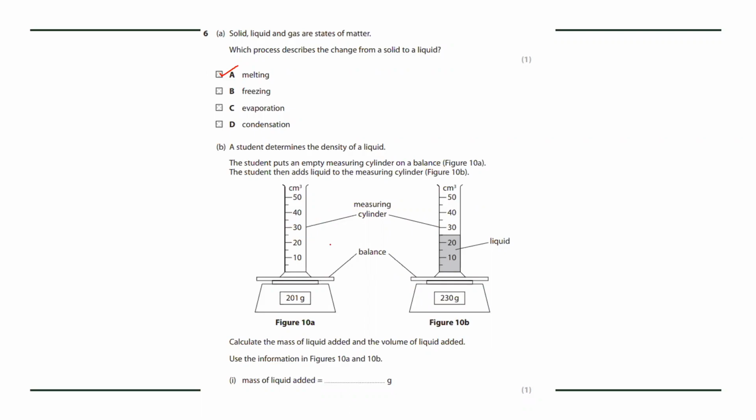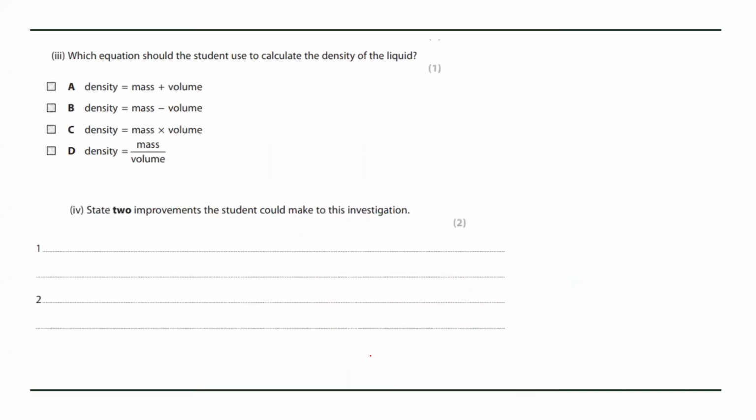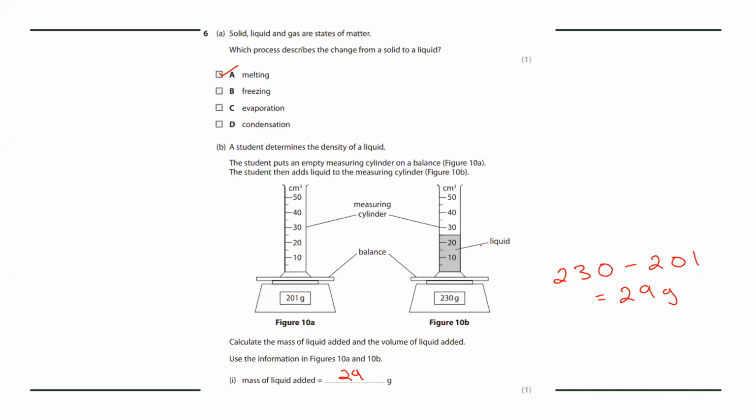So for mass, look at the reading: 230 minus 201, so 29 grams. There's one mark, remember, it's probably going to just be add or take away something. Now let's look at the volume. I think I might cut that question off, but we'll do it here. We're just going to read off here: between 20 and let's say 25 centimeters cubed. Just checking the unit there.